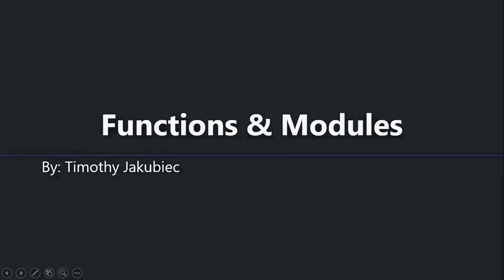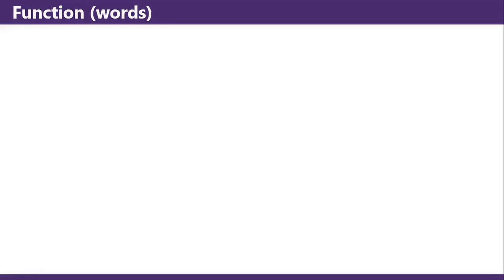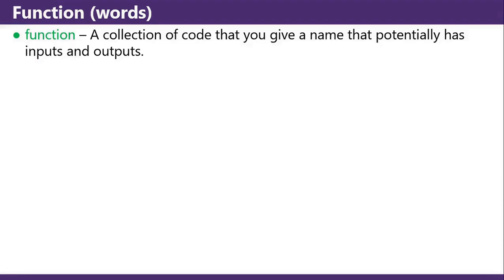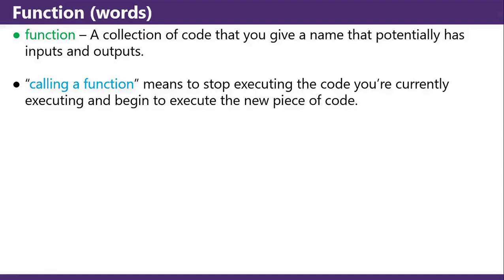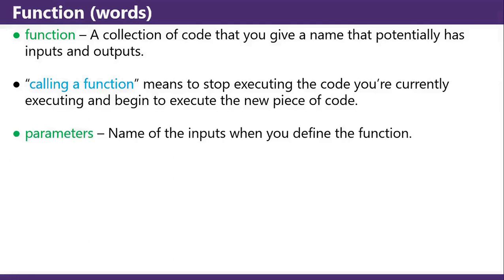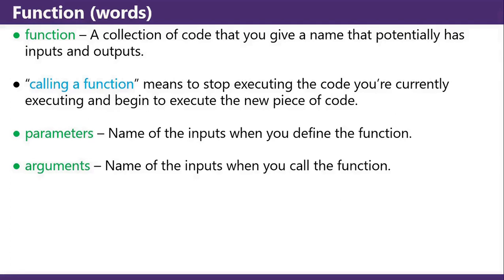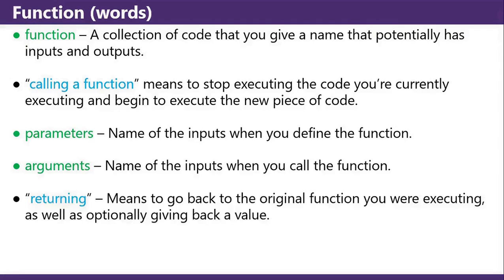Today you're going to learn about functions and modules in Python. Functions are a collection of code that you can give a name that potentially has inputs and outputs. Calling a function means to stop executing the code you're currently executing and begin to execute the new piece of code. Parameters are the names of the inputs when you define the function. Arguments are the name of the inputs when you call the function. Returning means to go back to the original function you were executing, as well as optionally giving back a value.